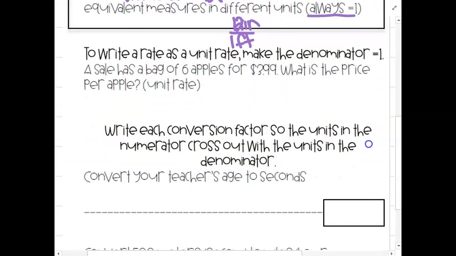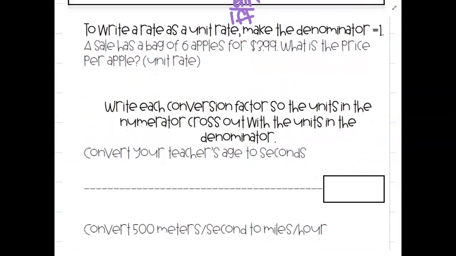Okay? Now let's talk about some of the things we're going to be doing today. One thing is we're going to work on writing rates as a unit rate. So the purpose of doing this, maybe I have something like, okay, we have a sale that has a bag of 6 apples for $3.99. Great, but if I really want to know if that's a good deal, I might want to know, okay, well, what's the cost for one apple? Because maybe I know what a good price is for one apple. I don't really know what a good price is for 6 apples, but I maybe know in my head what I'm willing to pay for one apple, and I can kind of go from there.